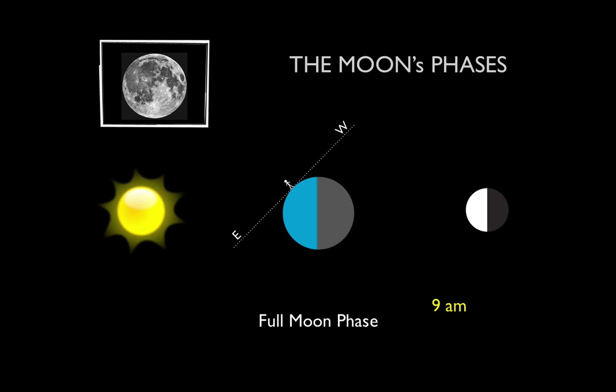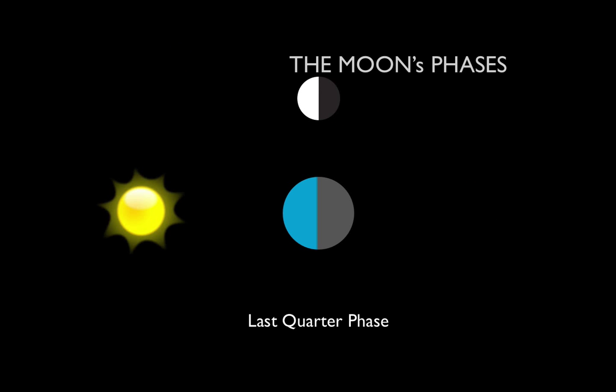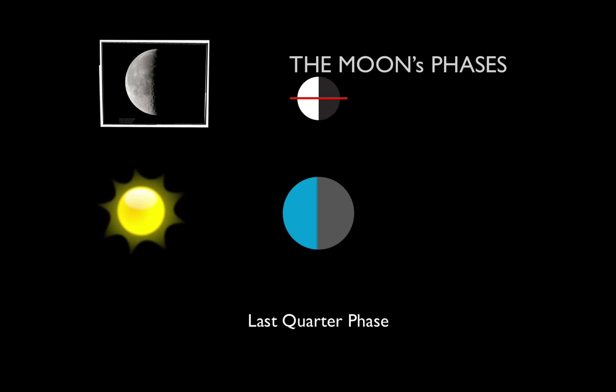Let's think now of a different phase. Let's move the moon up to last quarter phase. So now, if we look at what half of the moon can be seen from Earth, we see that the left side of the moon is in light, is bathed by sunlight, but the right half of the moon is in darkness, and so we see a last quarter moon. If we bring back the observer, at noon again, we notice that the moon is below the horizon.